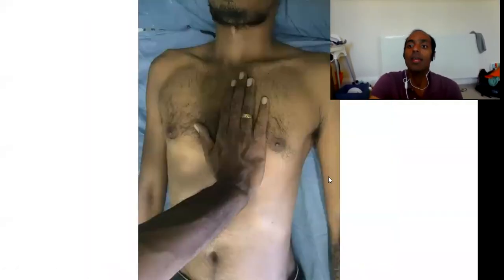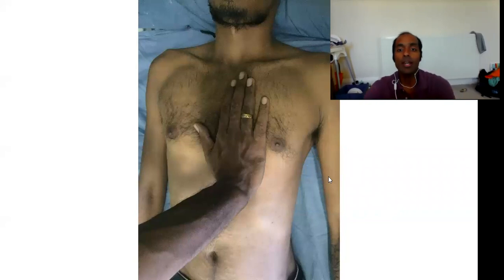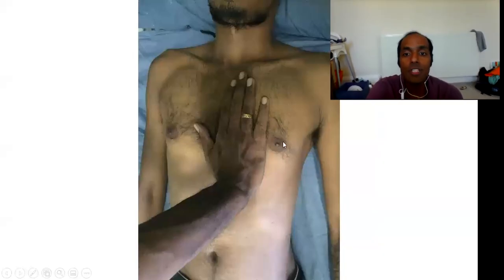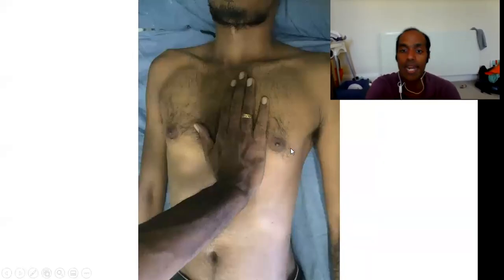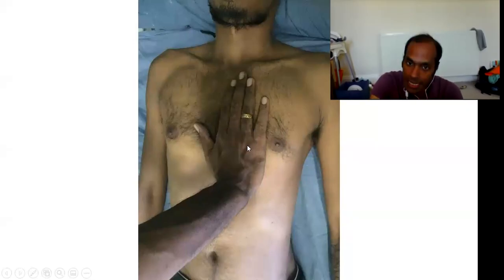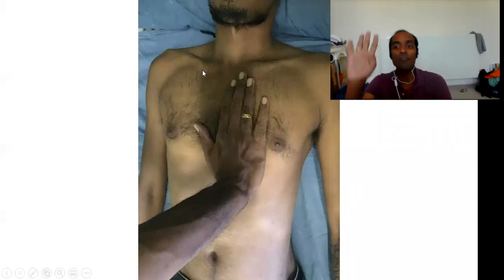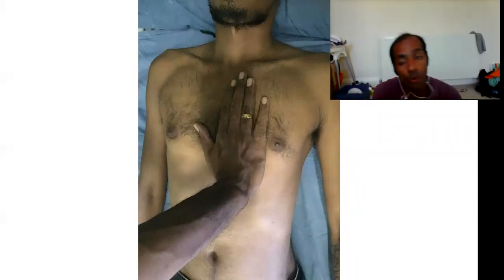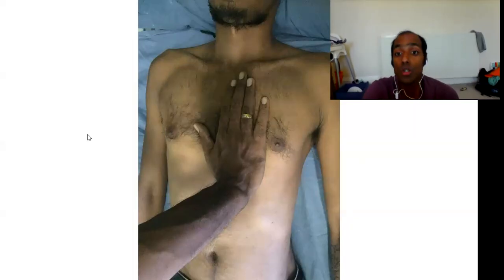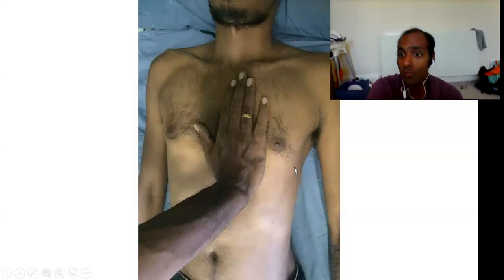Fine. Now what I'm doing is, you can next feel for thrills. So thrills can be felt in the major auscultatory areas: apex, lower sternal edge, upper sternal edge on the left side, and upper sternal edge on the right side. As you know, there are 4 main auscultatory areas. If you don't know, please write this down. You should know, obviously, because you've already done your first appointment.